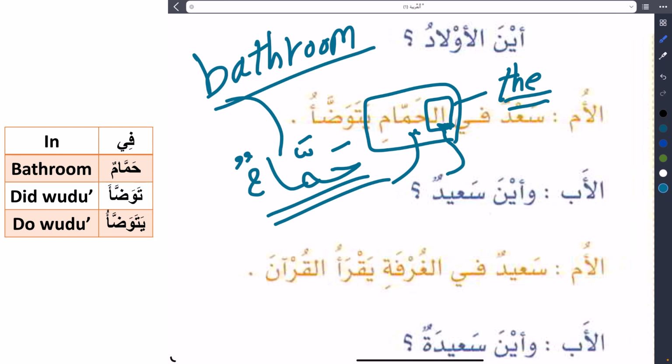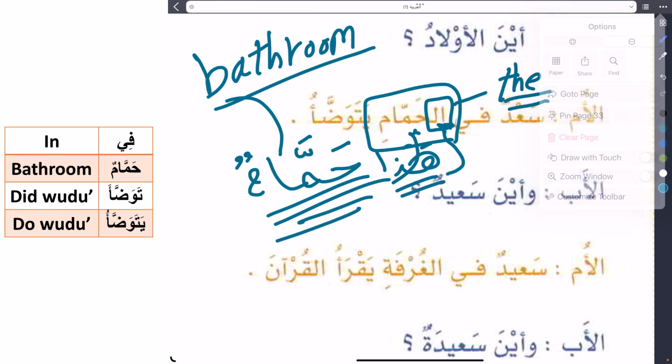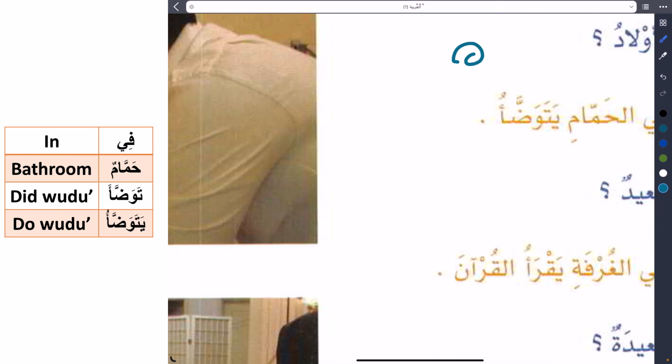هذا حمام. You should know that it's masculine. We use هذا. هذا حمام. This is a bathroom. Let's write this sentence here. هذا حمام. This is a bathroom.